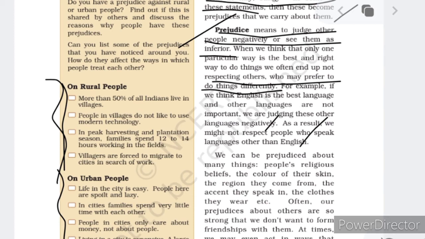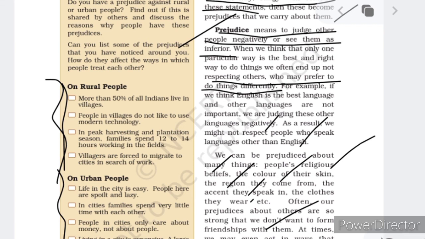So we can be prejudiced about many things: people's religion, beliefs, color of their skin, the region they come from, the accent they speak in, the clothes they wear. See, in Assam we have Upper Assam and Lower Assam. So Upper Assam people may view Lower Assam language in a negative way, which is not appropriate. And also the Lower Assam people may view Upper Assam language in a negative way. So this is how differences can occur because of prejudice, and we should not keep such prejudice in our mind.